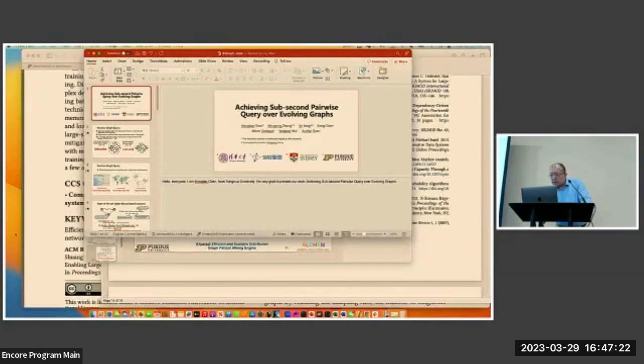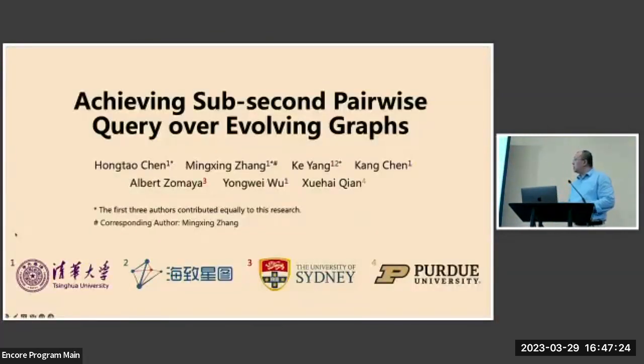Okay. So this paper is about more traditional graph processing on the evolving graph. And this is a joint work with my collaborators at Tsinghua University, the University of Sydney, and a startup company.